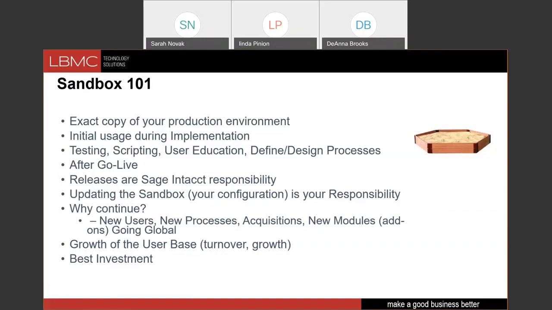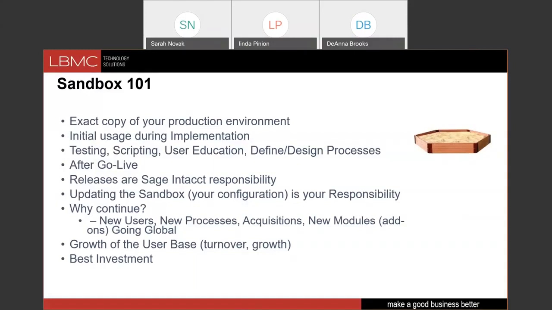And it doesn't hurt anything, because again, we're playing, we're testing, thinking about how we want to change a process, and we're trying it different ways. After you go live, sometimes people don't think that they need to continue the sandbox. My vote is that you reconsider that if you are not using a sandbox today.